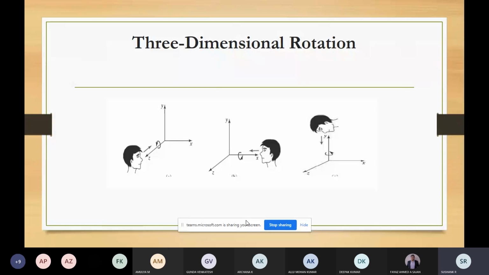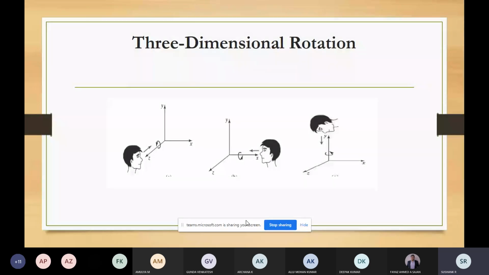Last class, we first studied three-dimensional rotation. There we considered the axis, like someone looking towards the z-axis, x-axis, or y-axis, and we derived the corresponding equations. What will be my rotation equation, what will be my matrix, if I'm looking from the z-axis, parallel to the x-axis, or parallel to the y-axis. So this was a general case.